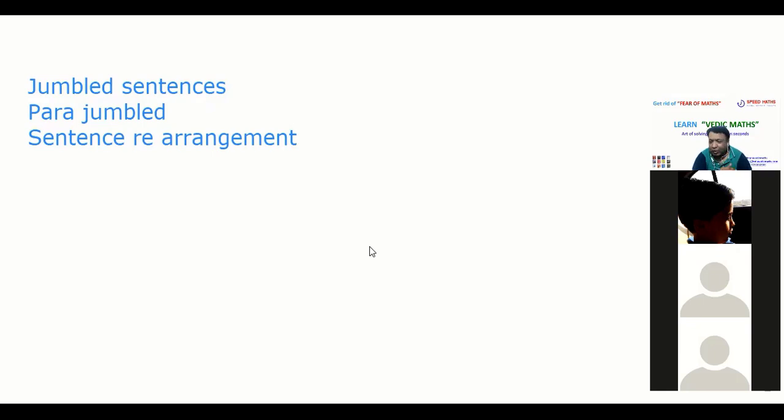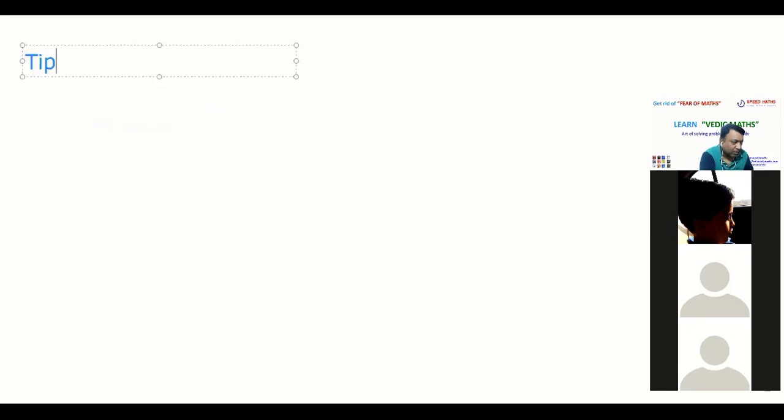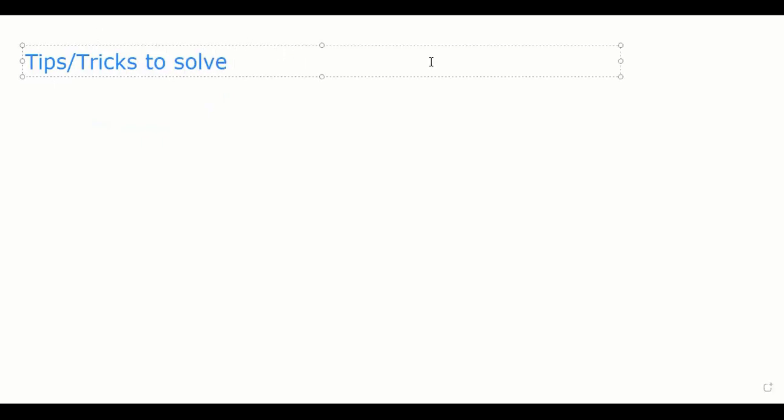So before I start this, obviously it's important to tell you the techniques, how to do this, tips, what all you should do. And I'll give you a lot of examples while solving the problems, how we are using the technique. But first, important points or tips or tricks to solve para-jumbles.